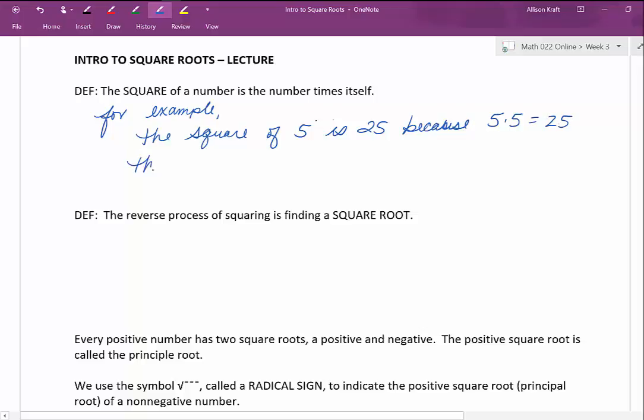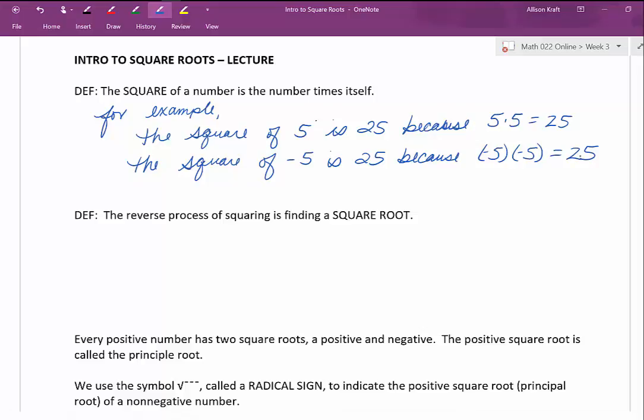We could say that the square of -5 is also 25 because -5 times -5 gives us positive 25. The reverse process of squaring is finding a square root.